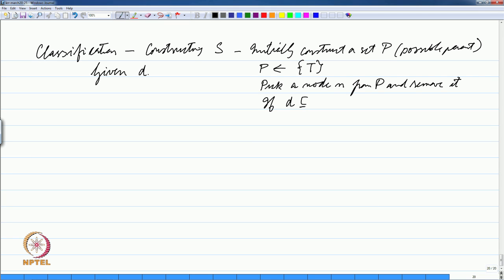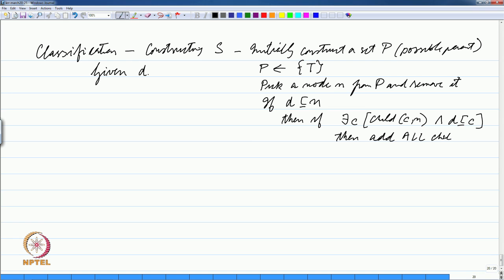So, if D is subsumed by n and we already have a procedure for answering this question, then if there exists a node C which is a child of this node n and D is subsumed by that child, then add all children of n to P.